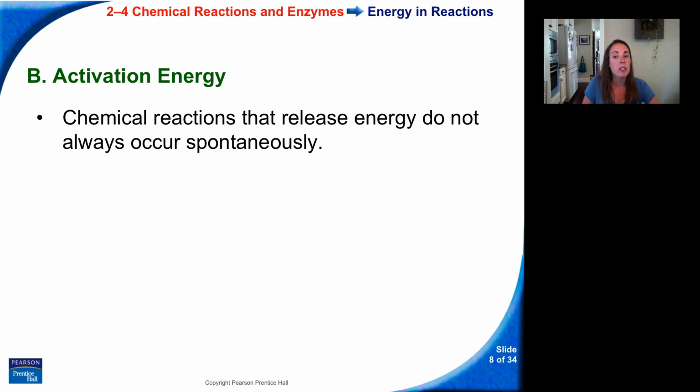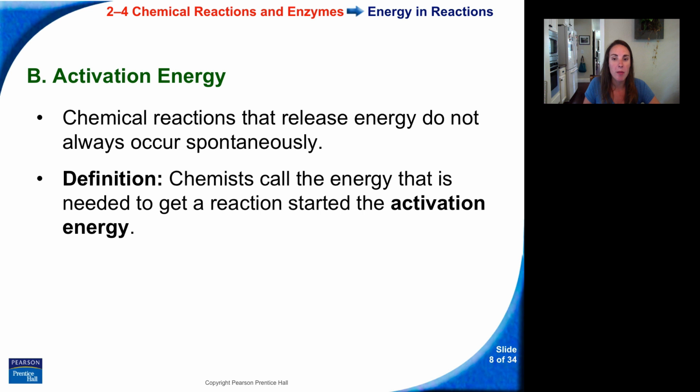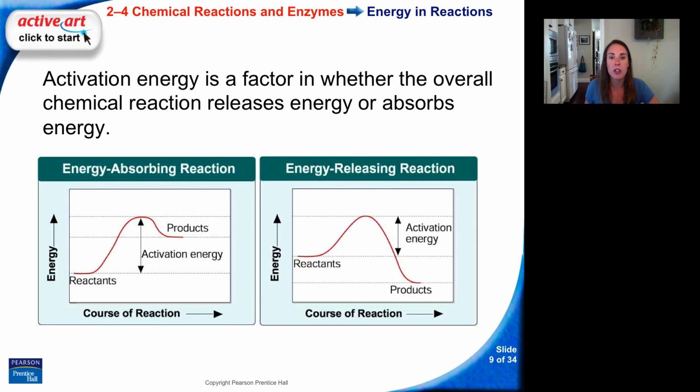Chemical reactions that release energy do not always occur spontaneously. Chemists call the energy that is needed to get a reaction started the activation energy. It's the energy needed to activate the reaction. Okay, so it won't just happen on its own, or it'll take so long for it to spontaneously happen that it's not worth it. So activation energy is a factor in whether the overall chemical reaction releases energy or absorbs energy.